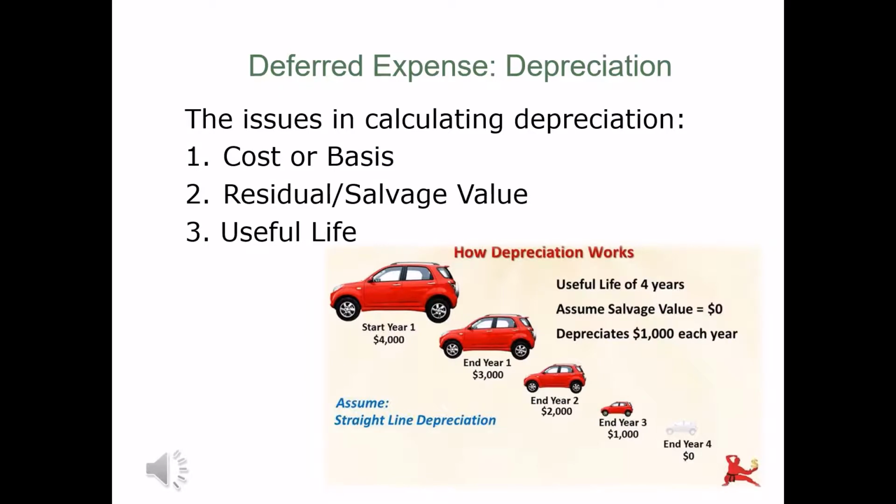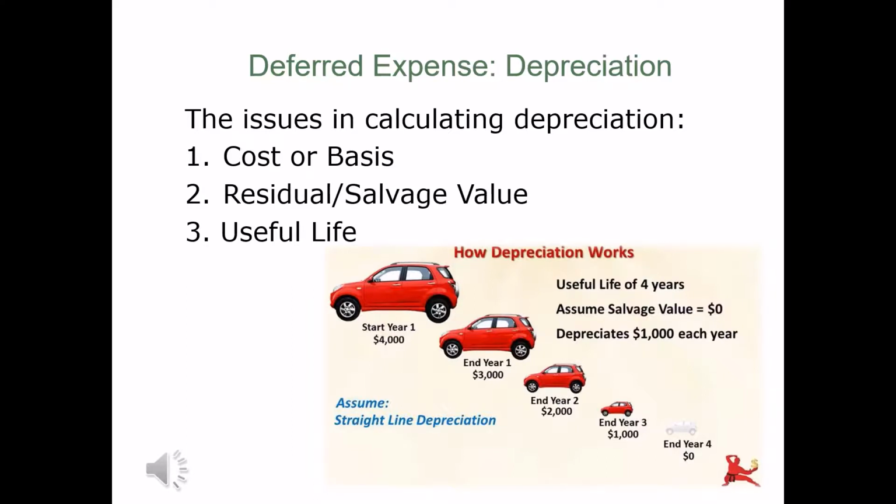And then third, we also need to know the length of time that we identify as a useful life. Here we have a graphic of a vehicle that was purchased in year 1 for $4,000. We're going to say it has a useful life of 4 years and that it will be worth nothing when the vehicle is done being used. If it's going to be used for 4 years and it had an original purchase price of $4,000, then the depreciation every year is $1,000.